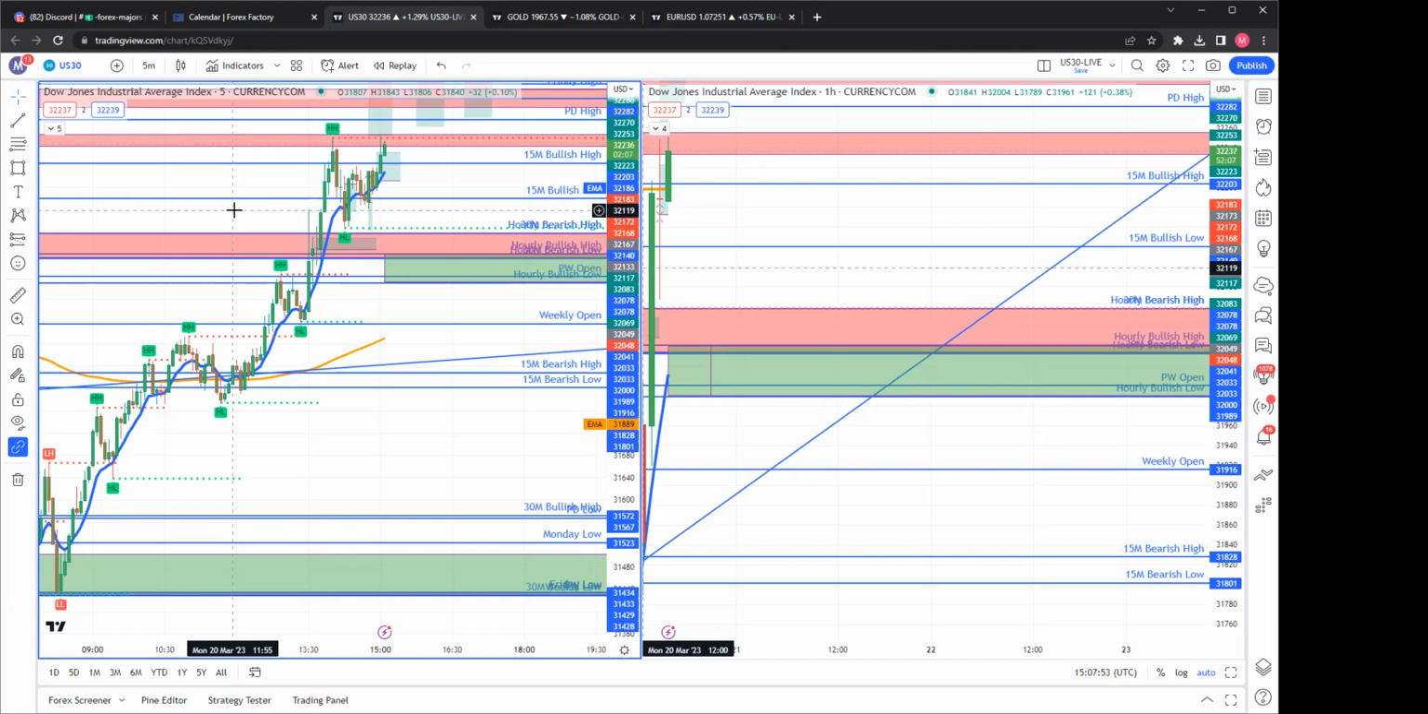Yeah, 4 lots, right? So with 4 lots, you lose 200, and you're still up 500 for the day. Remember, for a 100K account, you only need 500 a day to pass phase 1 in 2.5 weeks.